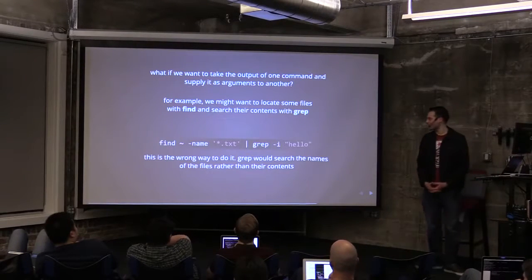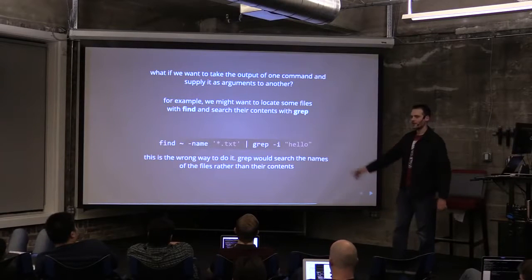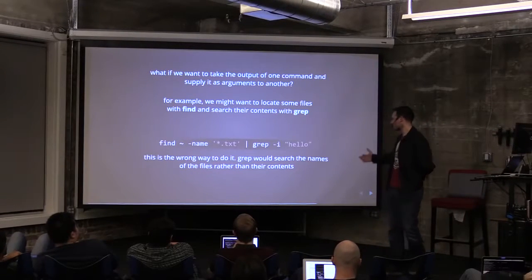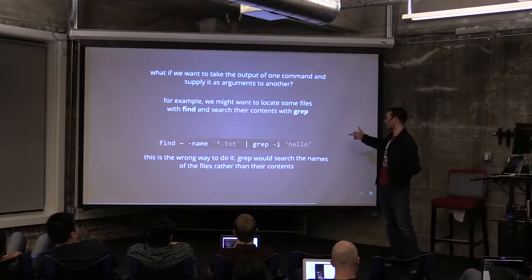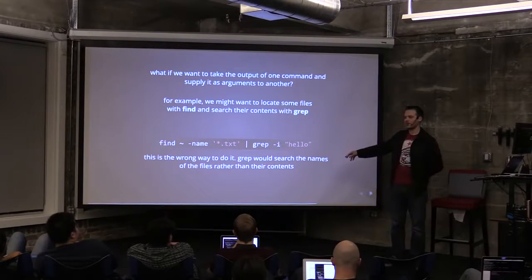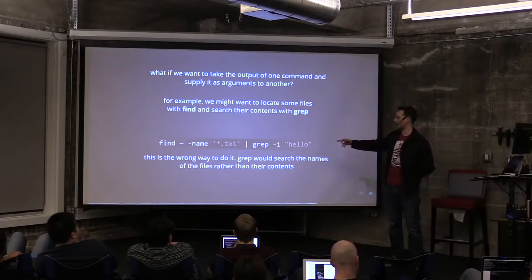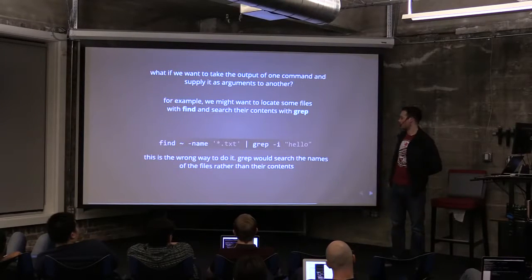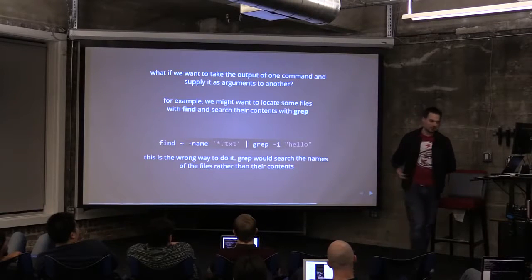You might be tempted to try something like this, right? You say find in the home directory, anything that ends in .text, and then do a case-insensitive search for hello. So that's actually not the right way to do it, because what would happen here is grep would attempt to search the names of the files that find finds, and it would just match those. It would not match their contents.